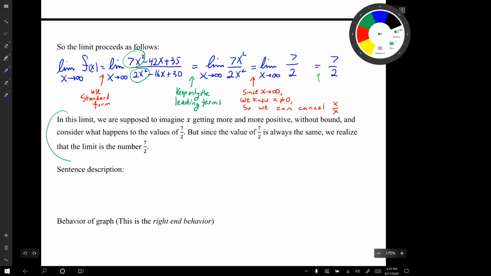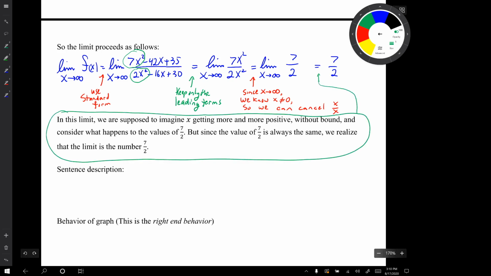Well, in this limit, we're supposed to imagine x getting more and more positive without bound, and we're supposed to be considering what happens to the values of 7/2. That's this thing. But since the value of 7/2 is always the same, we realize that the limit is just simply the number 7/2. So let me say that again. This expression is telling us to imagine x getting more and more positive without bound and watch these terms to see what they're doing. Well, they're just always 7/2, and so that's why we put a 7/2 in that spot.